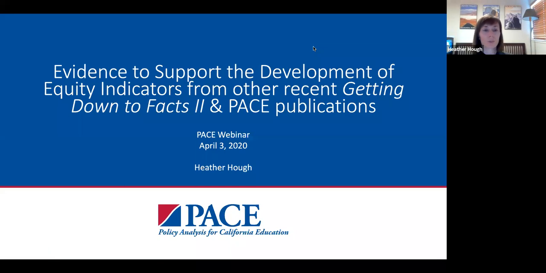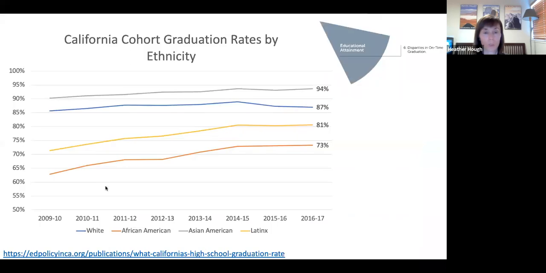So I'm going to do a very quick tour of some other recent PACE and Getting Down to Facts research and how it fits into this equity indicator system. Part of the reason for this is both to give you links to other research that you can dig into, but also to provide a little bit of a proof of concept. I know that data availability is something that many of us know is a weakness in California, but it doesn't mean that we don't have lots of data available to bring to bear to answer these kinds of questions.